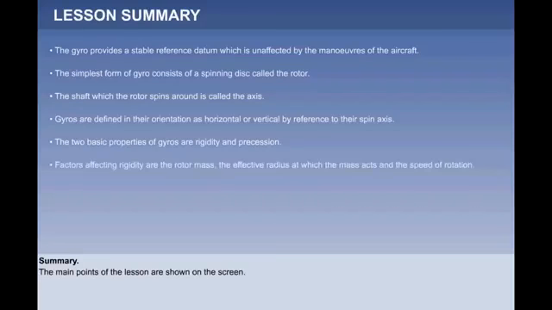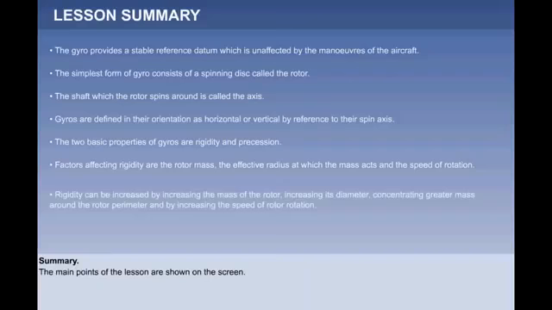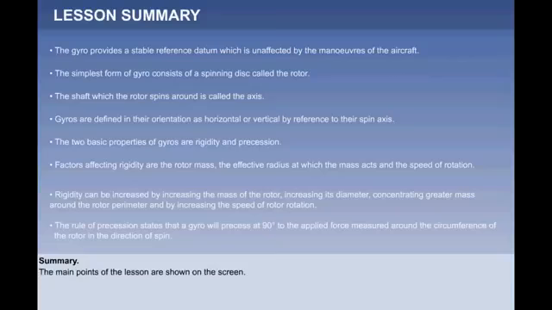Factors affecting rigidity are the rotor mass, the effective radius at which the mass acts, and the speed of rotation. Rigidity can be increased by increasing the mass of the rotor, increasing its diameter, concentrating greater mass around the rotor perimeter, and by increasing the speed of rotor rotation. The rule of precession states that a gyro will precess at 90 degrees to the applied force, measured around the circumference of the rotor in the direction of spin.